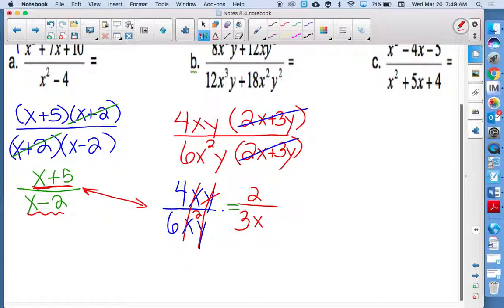But you're allowed to cancel in that problem because it's still multiplication. So addition, subtraction, not allowed to cancel. Once it's out of multiplication form, there's no extra canceling. Questions?